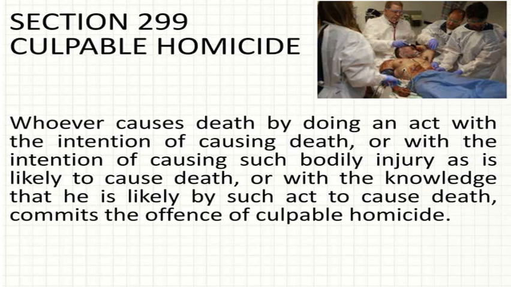Now, this definition under Section 299 covers the part of intention as well as of knowledge. The intention is of causing death, or in the second case, the intention is of causing that bodily injury which is likely to cause death. As far as knowledge goes, it reflects that the person is aware that by such a particular act death may be caused. So if these conditions are fulfilled, we can say that the act committed is culpable homicide.